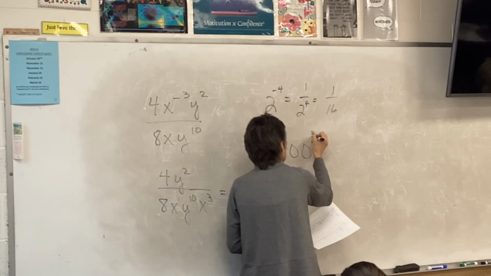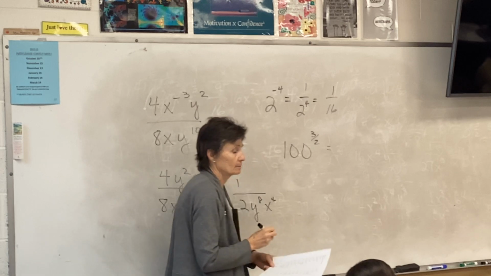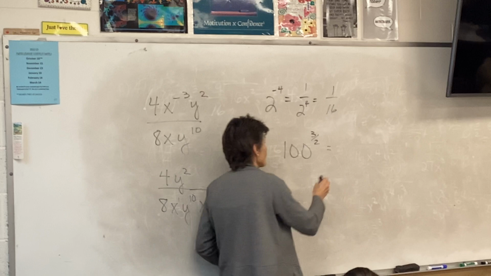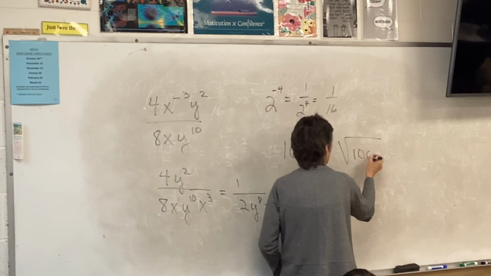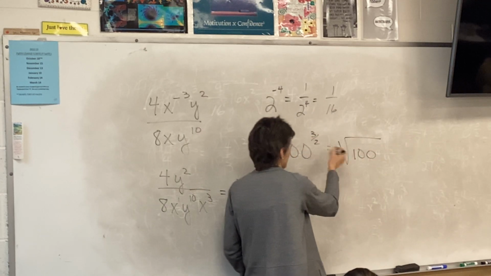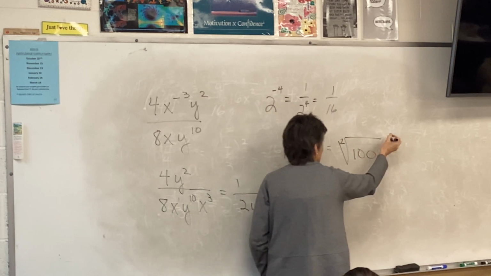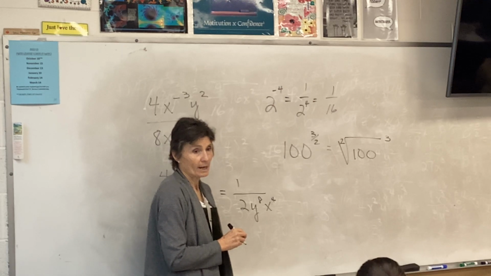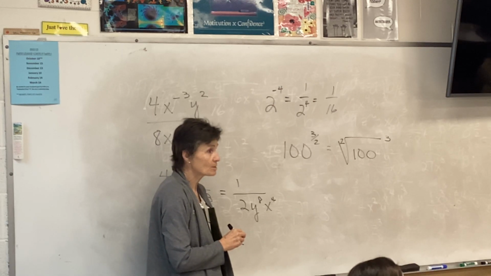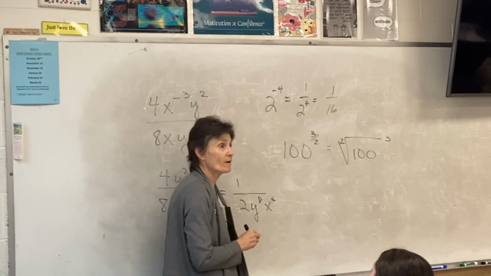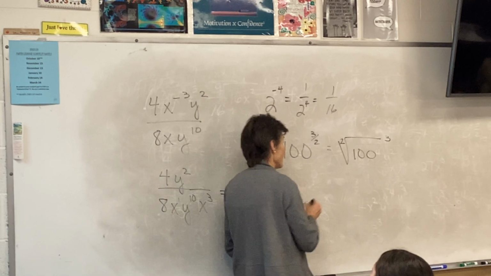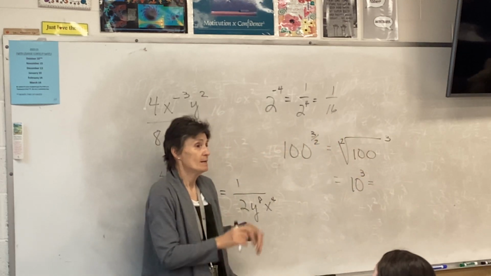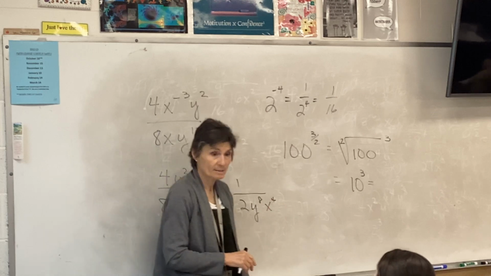100 to the 3 halves. This is going to be a radical. Under the radical is going to go 100. It's gonna be the square root of 100 to the 3rd power. You were learning this from yesterday, you need to know this. So the square root of 100 is 10. And 10 cubed means 10 times 10 times 10, which is 1,000.